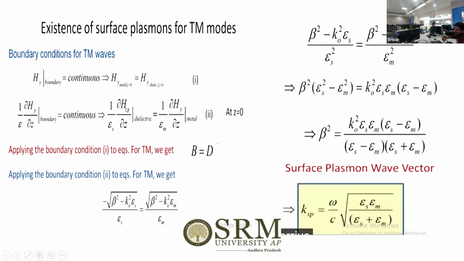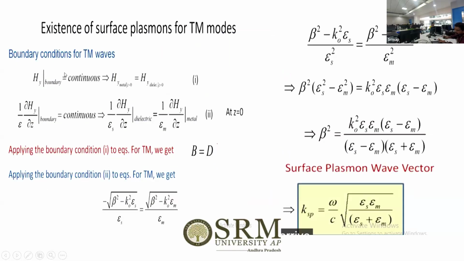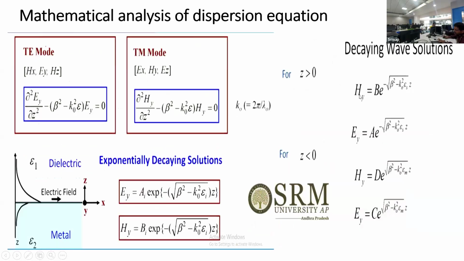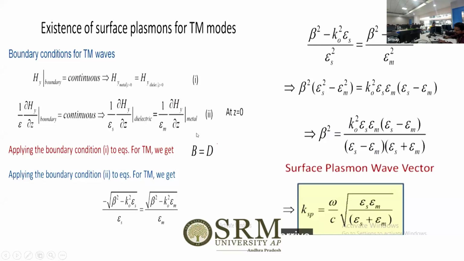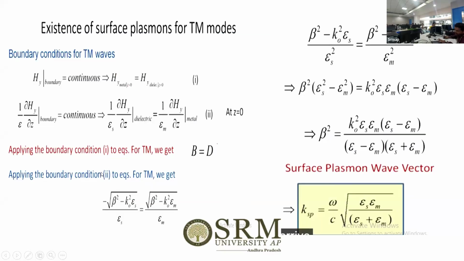If you apply these two boundary conditions to these equations, 1, 2, 3, 4, first you apply the Hy equations on Z greater than 0 and Z less than 0. Apply the first boundary condition at Z equal to 0. So here Z equal to 0 means Hy equal to B, and here also Hy equal to D. Finally, you will get B equal to D, because e to the power of 0 is 1. And if you apply the second boundary condition, you will get this expression: minus root of beta square minus k naught square into epsilon s, by epsilon s, equals square root of beta square minus k naught square epsilon m, by epsilon m.